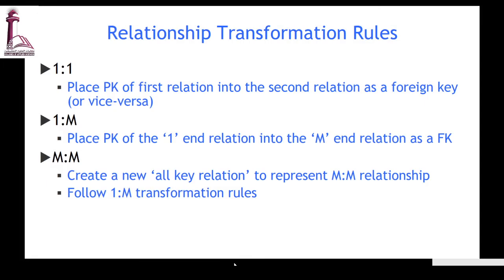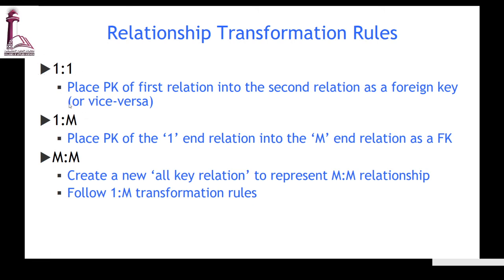And then next we are going to see about relationship transformation rules. So how to transform the relationship. Suppose you want to implement a one-to-one relationship, then place the primary key of the first relation into the second relation as a foreign key, or you can do vice versa, meaning the primary key of the second relation can be placed as the foreign key of the first relation. That is also possible. Like this you have to transform a one-to-one relationship.